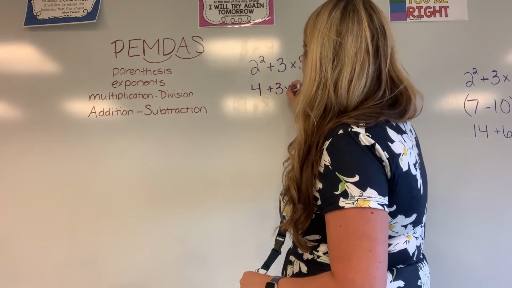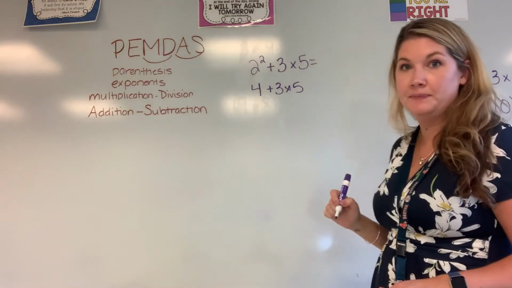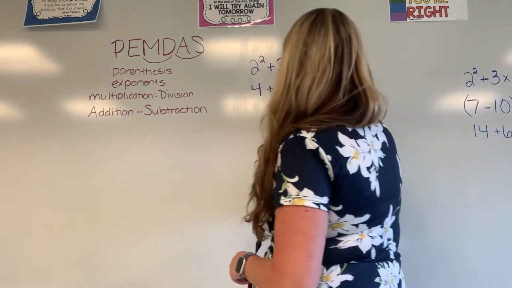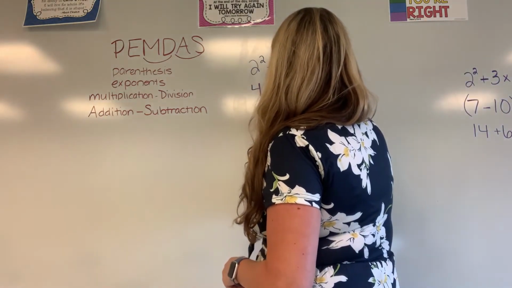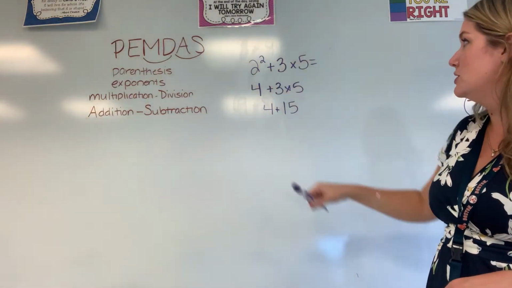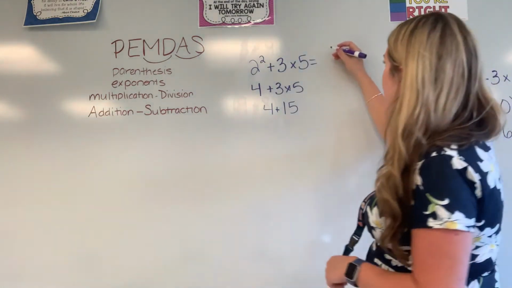I'm just bringing everything else down so I can see the rest of the problem. I would do my multiplication next. I would do 3 times 5 and I would get 15. I'm bringing down the rest of the problem so I don't forget about it. So I'm left with my addition, which is now 4 plus 15, and I get 19.